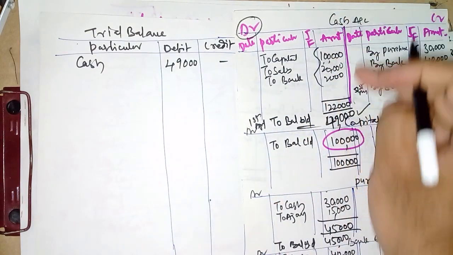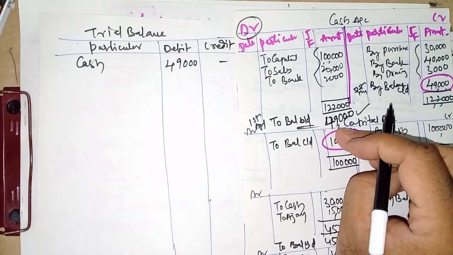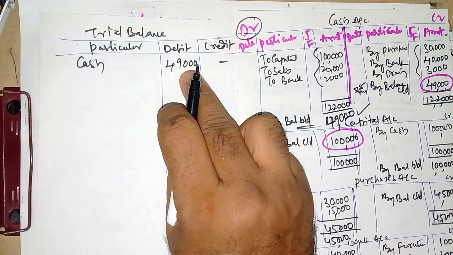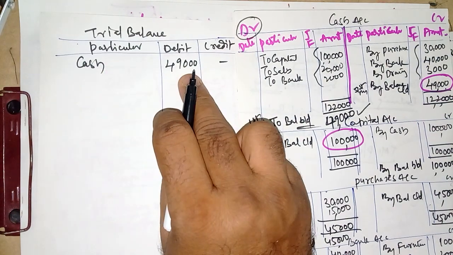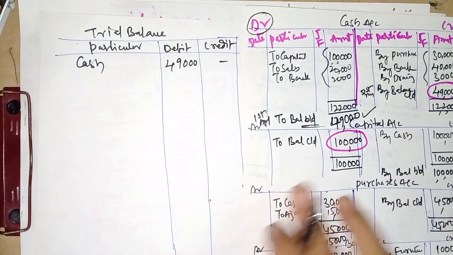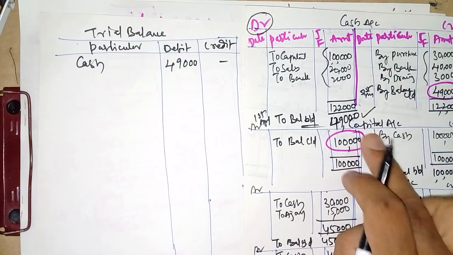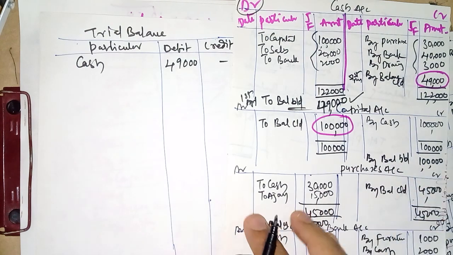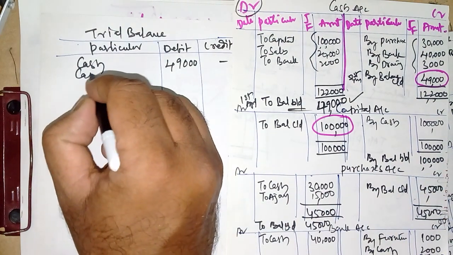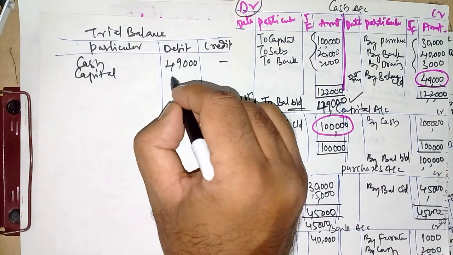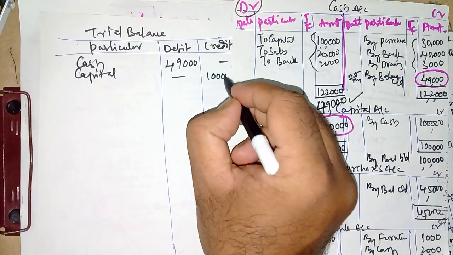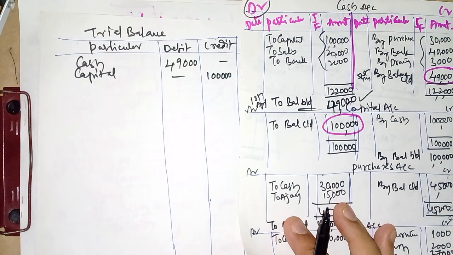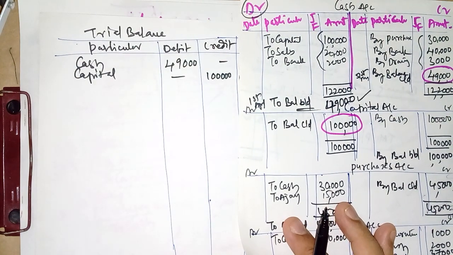Understand? Whichever side the balance brought down is there, the same side you need to write the 49,000 as our cash balance, on the debit side. If you see the second account, capital account, we have the balance brought down on the credit side. So we write capital, next item, and we write the amount on the credit side, that is 1 lakh rupees, right? Understand? We are writing on whichever side the balance brought down we have.